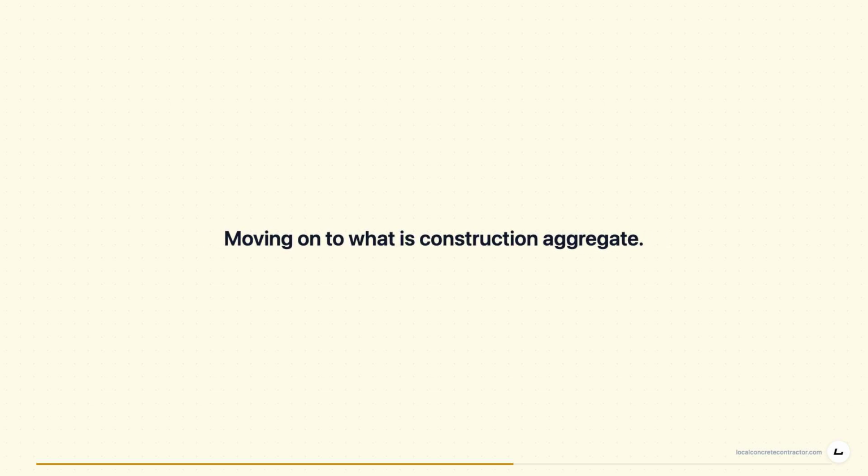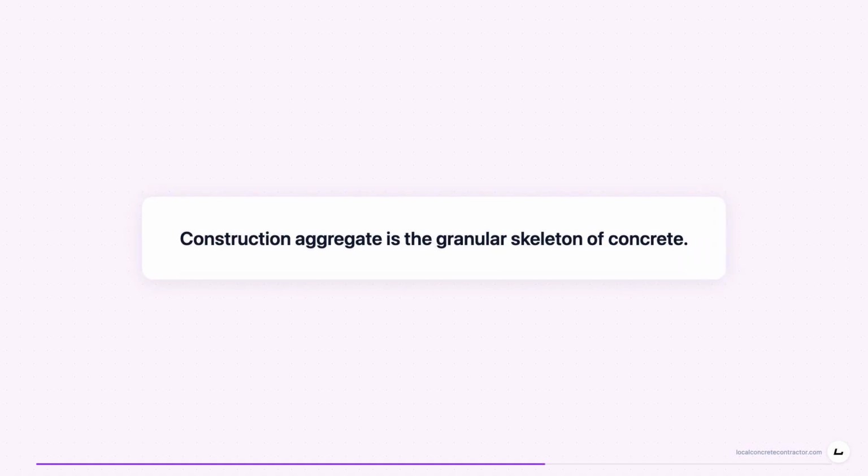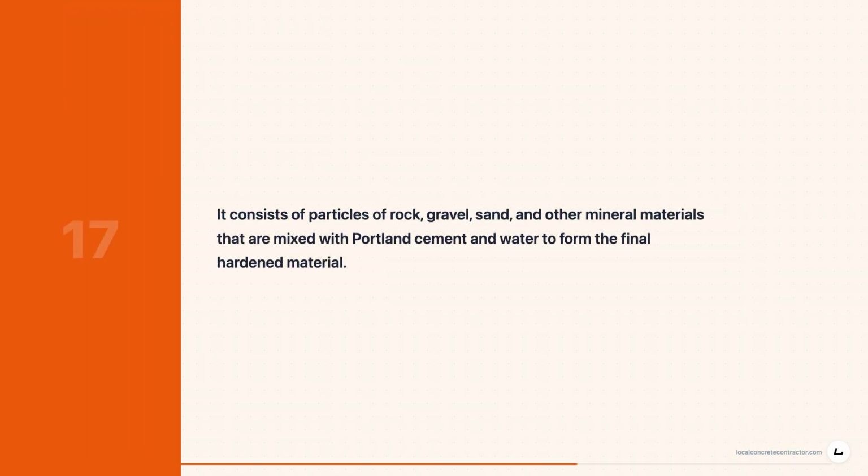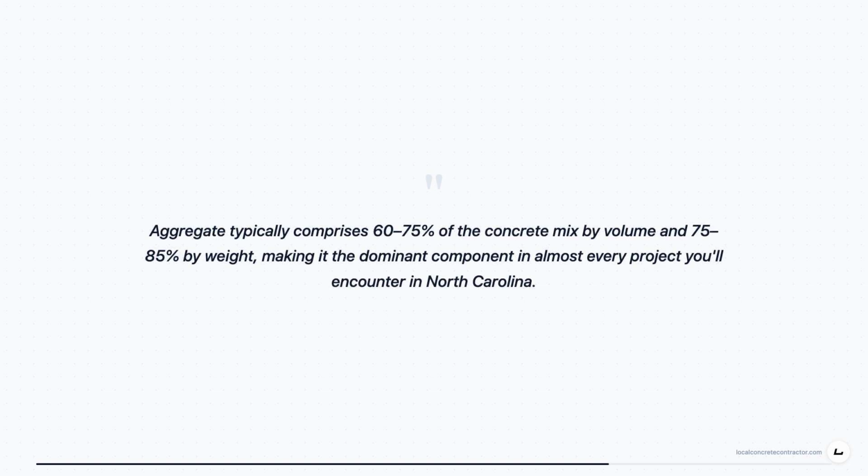Moving on to what is construction aggregate. Construction aggregate is the granular skeleton of concrete. It consists of particles of rock, gravel, sand, and other mineral materials that are mixed with Portland cement and water to form the final hardened material. Aggregate typically comprises 60 to 75% of the concrete mix by volume and 75 to 85% by weight, making it the dominant component in almost every project you'll encounter in North Carolina.